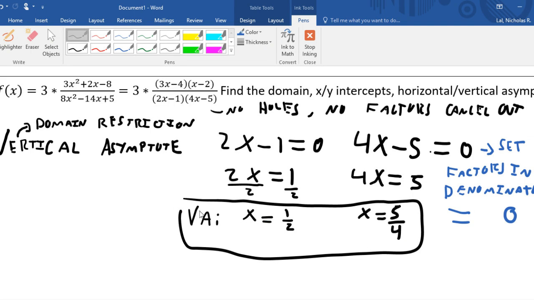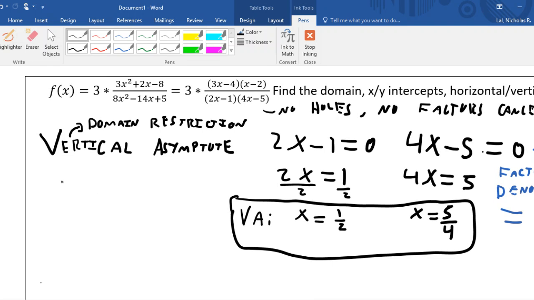From those vertical asymptotes, what can we determine about the domain? The vertical asymptotes will inform us about the domain, knowing that there are no holes or no other domain restrictions. These are the only domain restrictions right here. So given these are vertical asymptotes, how will we find our domain? What will we do?